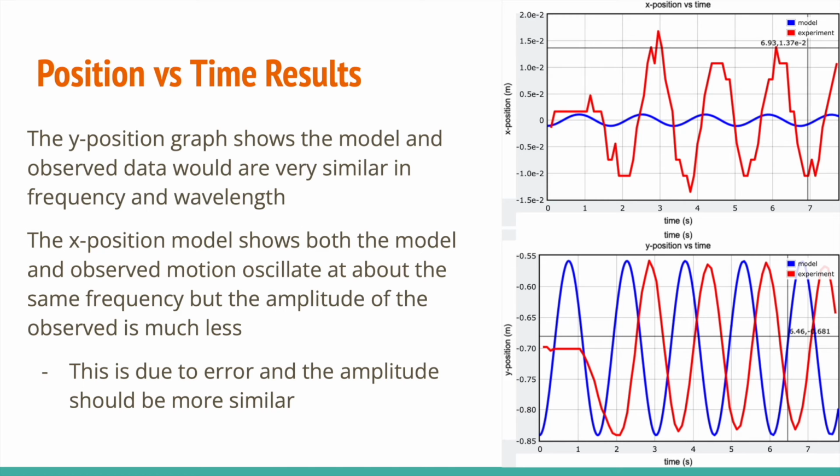The y position time graph shows the model and the observed data are very similar in frequency and wavelength. The x position time graph shows that both the model and observed motion oscillate at about the same frequency, but the amplitude of the observed is much less. This is due to error, and the amplitude should be more similar.